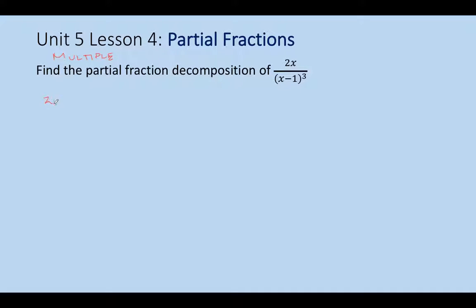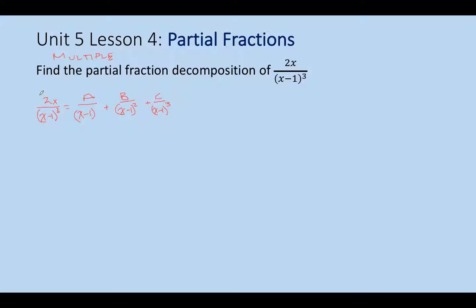So I can say 2x over x minus 1 cubed. And here's how I break up the denominator, or factor it out. We're going to say a over x minus 1, and then plus b over x minus 1 squared, and then plus c over x minus 1 cubed. So I'm starting with the basic one here, then I repeat it, and then I repeat it 3 times, getting up to what I had originally, and this is going to make things cancel out.